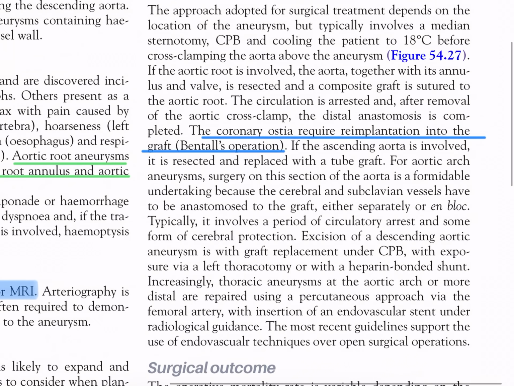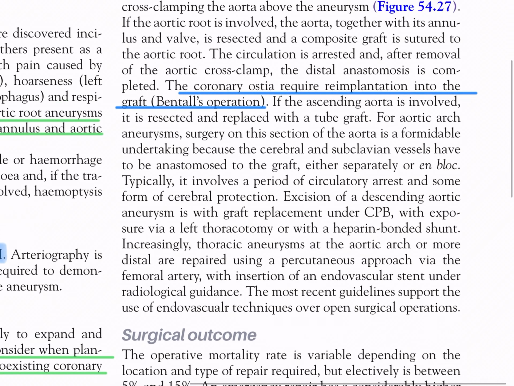If the aortic root is involved, the aorta together with its annulus and valve is resected and a composite graft is sutured to the aortic root. The circulation is arrested, and after removal of the aortic cross-clamp, the distal anastomosis is completed. The coronary ostia require reimplantation into the graft; that's the Bentall operation. If the ascending aorta is involved, it is resected and replaced with a tube graft. For aortic arch aneurysms, surgery of this section of the aorta is a formidable undertaking because the cerebral and subclavian vessels have to be anastomosed to the graft either separately or en bloc.